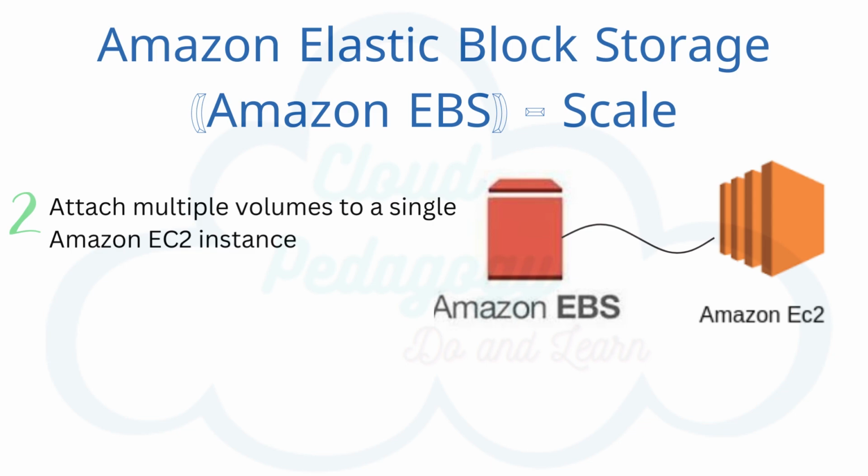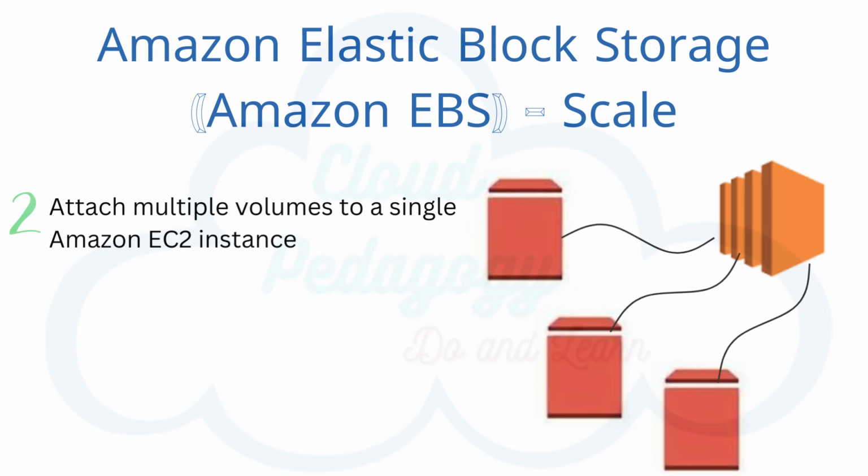Another way to scale an Amazon EBS volume is to attach multiple volumes to a single Amazon EC2 instance. EC2 has a one-to-many relationship with EBS volumes. You can add these additional volumes during or after EC2 instance creation to provide more storage capacity for your host.